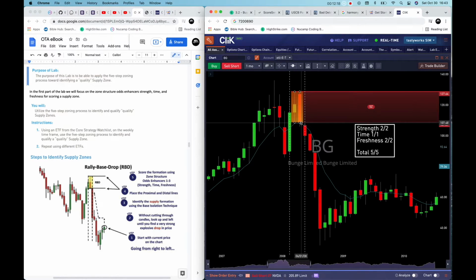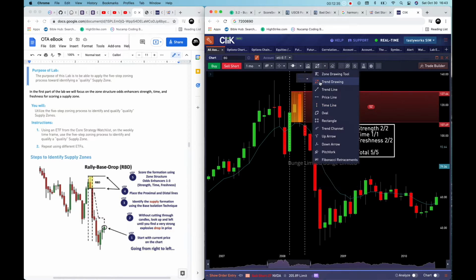And then from there we would simply draw our proximal line at the bottom of the lowest body and the distal line at the highest wick. Okay, and then from there we can begin scoring the zone. Now clearly we can see, or actually we'll just measure it out anyway.